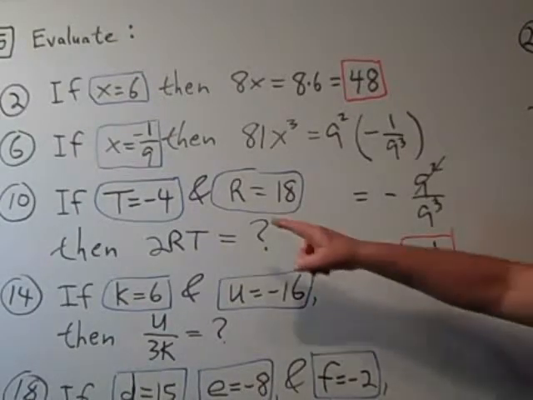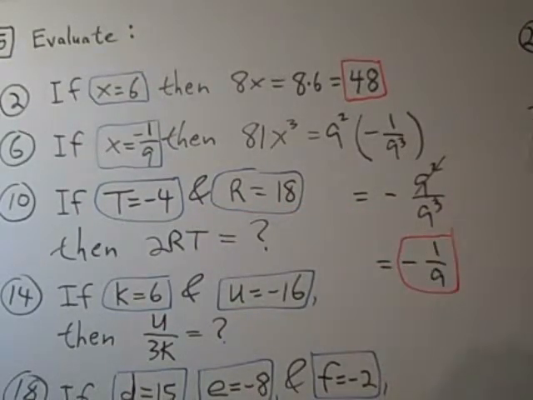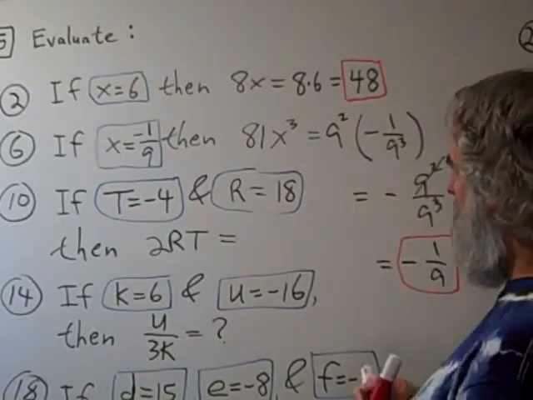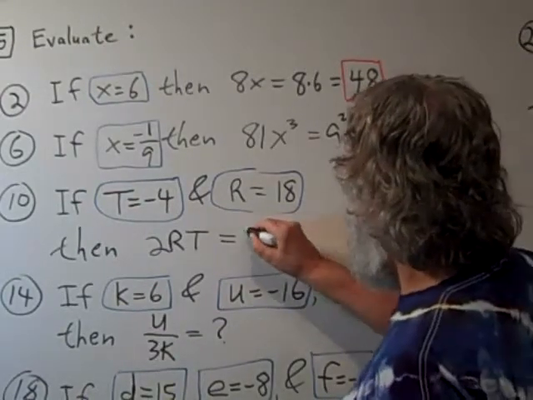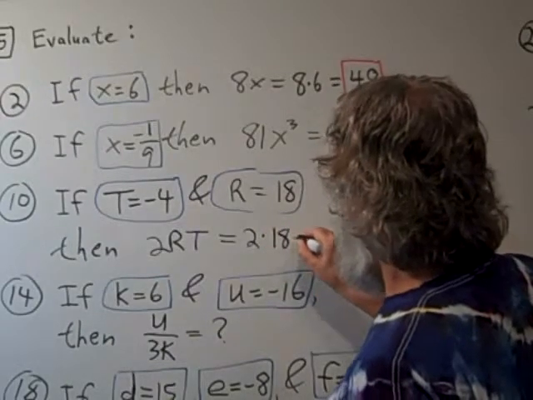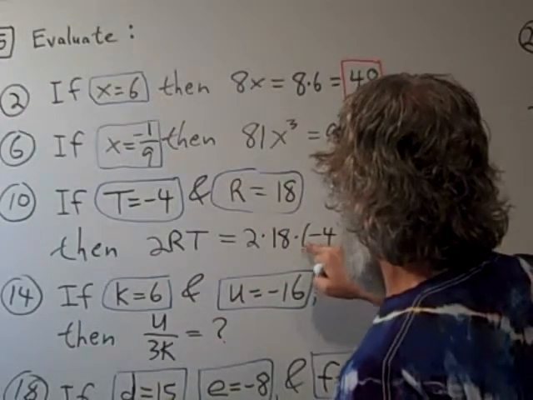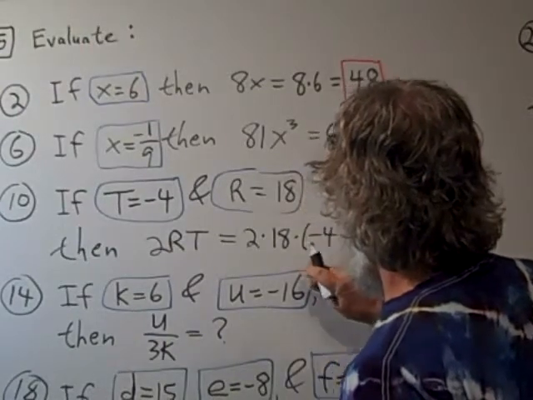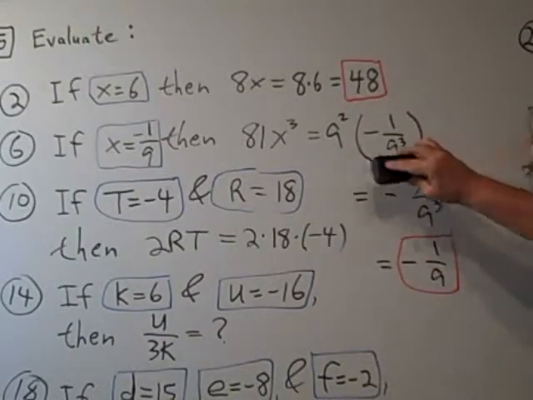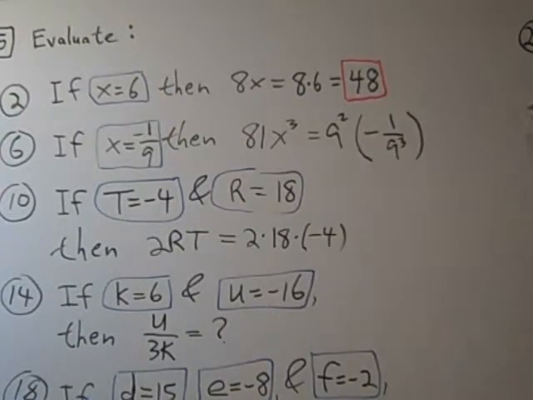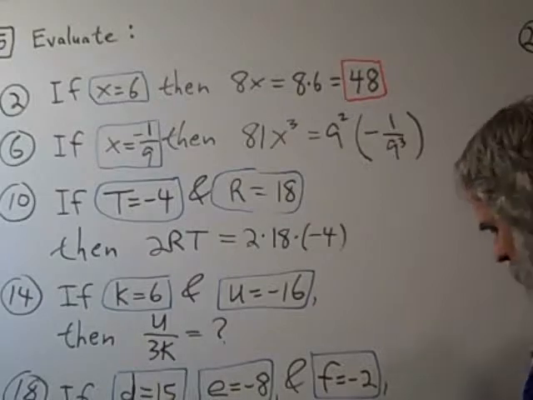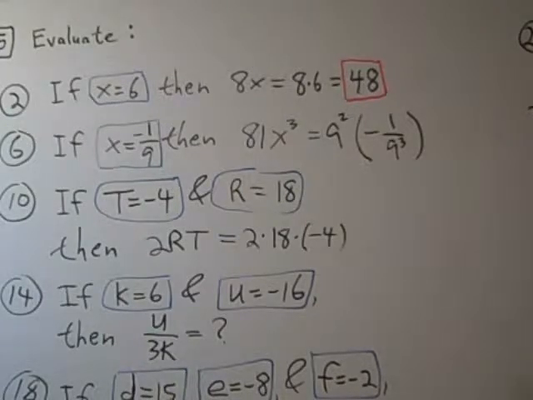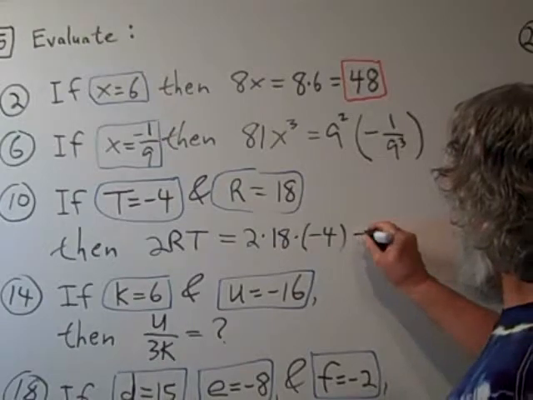Okay, for number 10, if t equals negative 4 and r equals 18, then 2 times r times t is equal to 2 times 18 times negative 4. And just multiplying those numbers, let's see, where's my calculator here? 2 times 18 times negative 4. And so we get 144, and it's negative, because this negative makes everything negative.